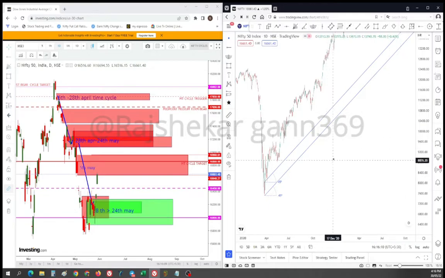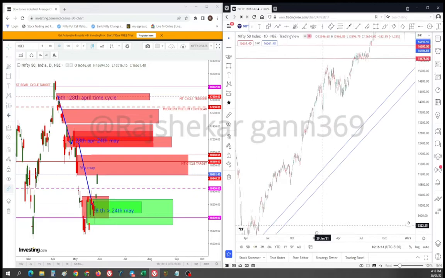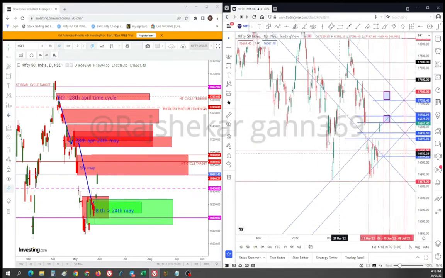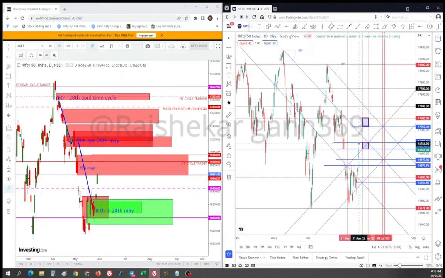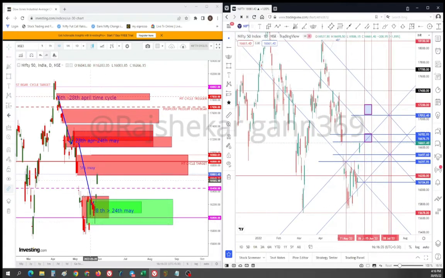As we discussed in the last video of Nifty, this was an important angle, which is geometrical 45 degrees, 1 by 1. And as I mentioned, this is an important support. Unless we trade below this or break this level, it is not going down, and we might see a pullback. And as mentioned, we are seeing a pullback after the time cycle completed, which I'll be discussing on this screen.